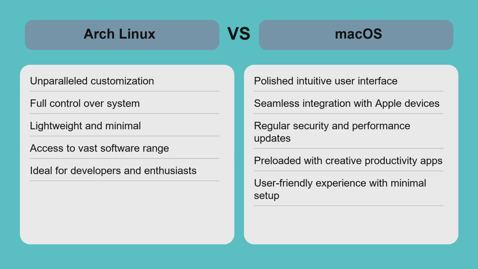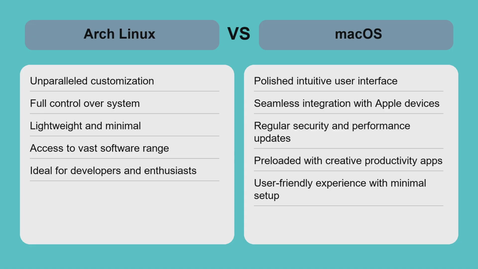macOS, in contrast, delivers a seamless, stable experience with minimal setup, ideal for those who prioritize ease of use and integration with Apple hardware. In real-world use, Arch Linux excels in environments where tailored configurations and open-source software are essential, such as development and server management. macOS shines in creative workflows, daily productivity, and users invested in the Apple ecosystem.